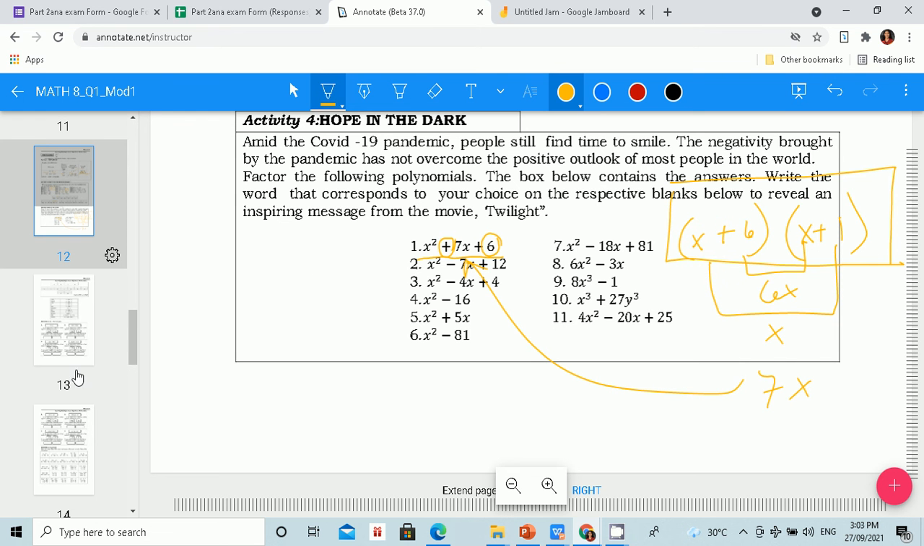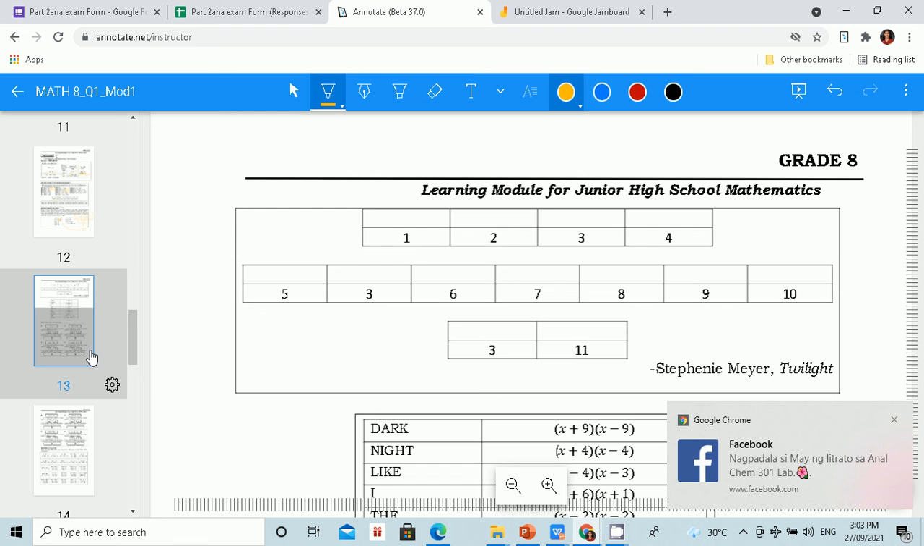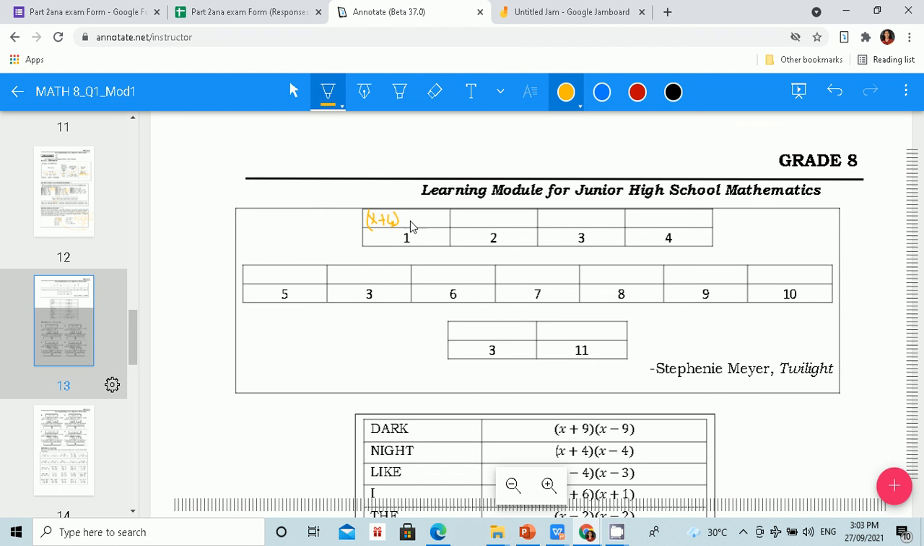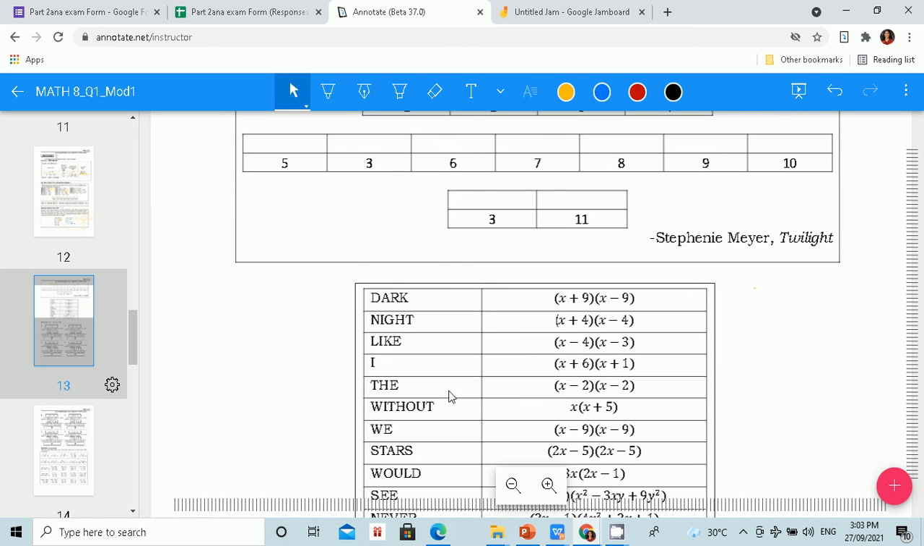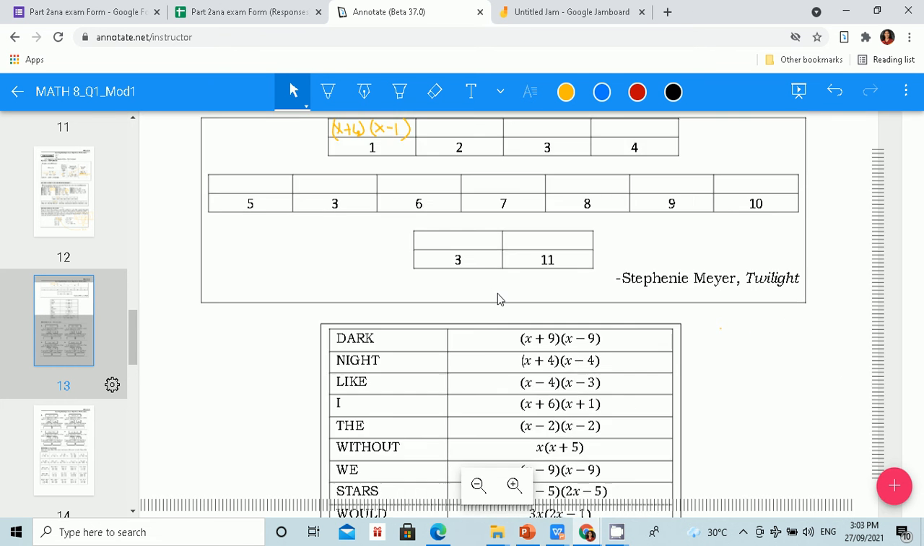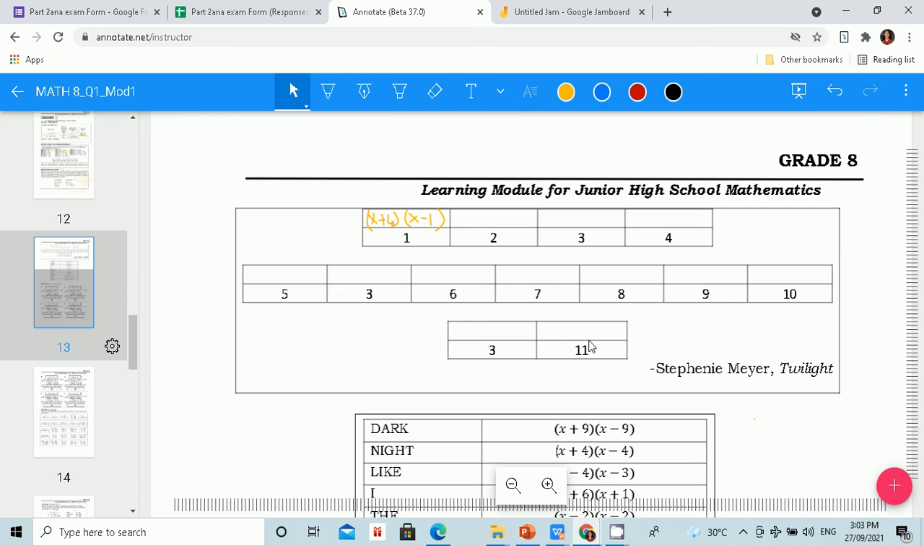Okay, let's put that one. Number 1 is x plus 6 times x plus 1. So what's the first word of the message? That is I. Oh, this is interesting. It's I.